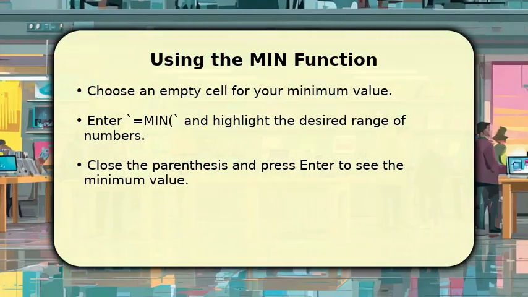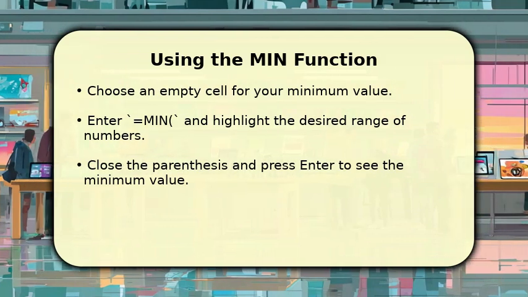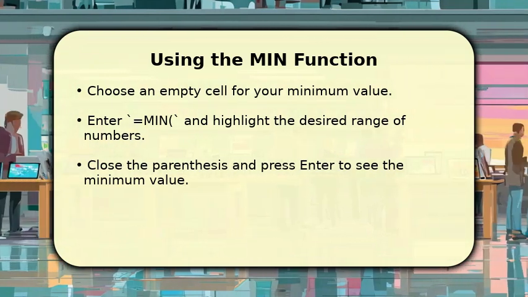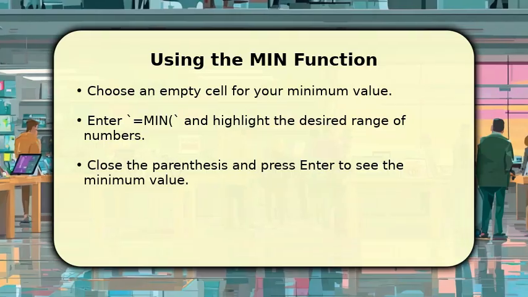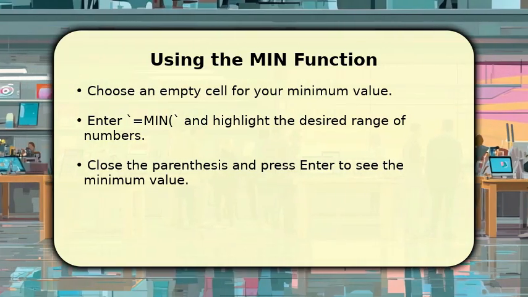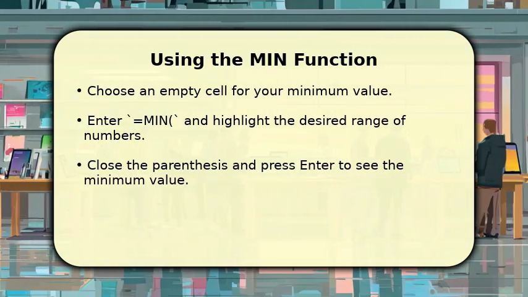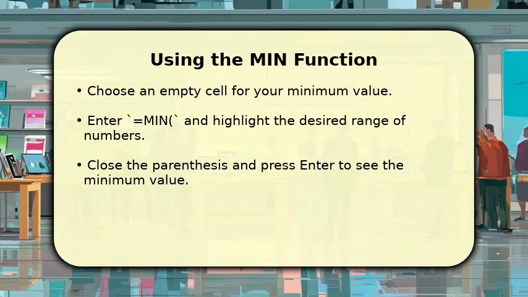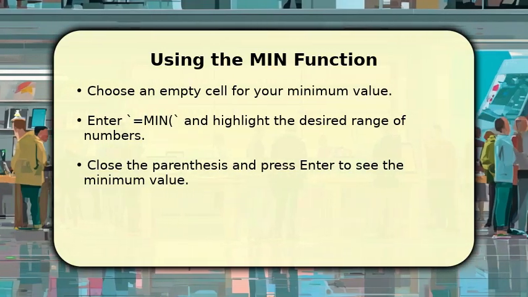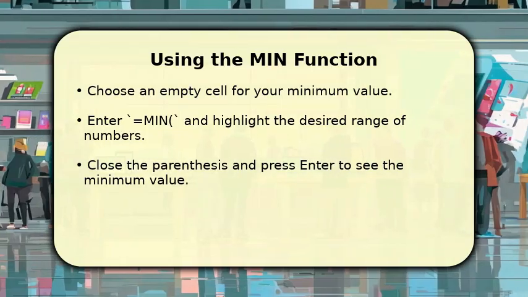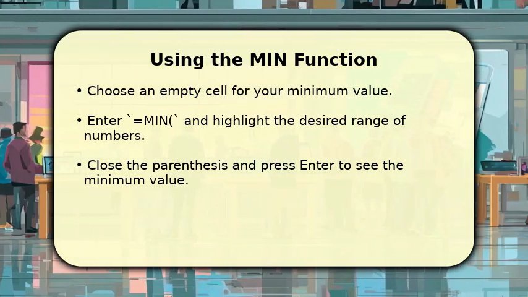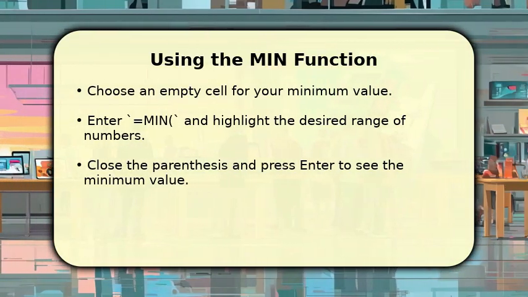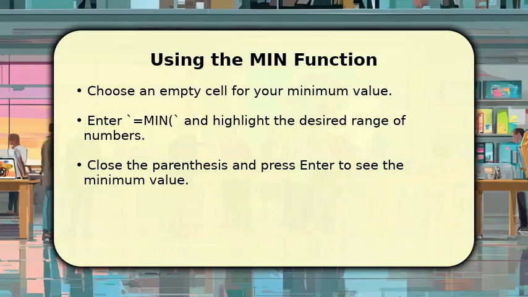Similarly, for the MIN function, choose a cell to display your result. Begin by typing an equals sign, then MIN, and an opening parenthesis. Now, select the range of numbers you want to evaluate, perhaps from B1 to B20. After closing the parenthesis, hit Enter. The cell will then show the smallest number within that specified range, helping you identify minimum values effortlessly in your spreadsheets.